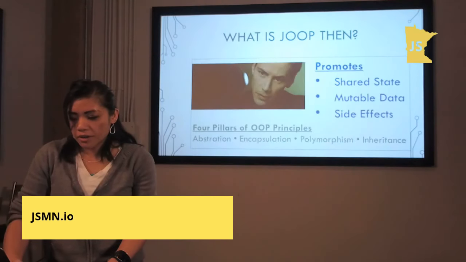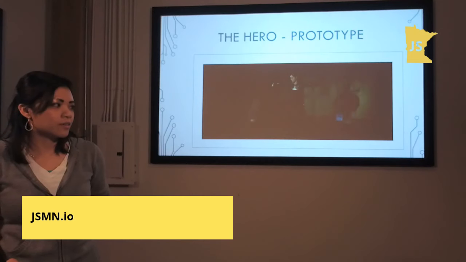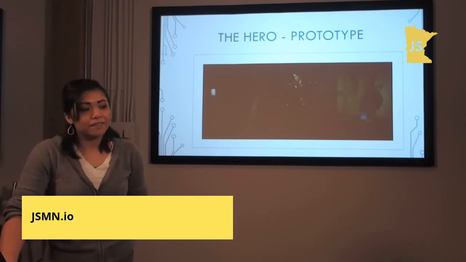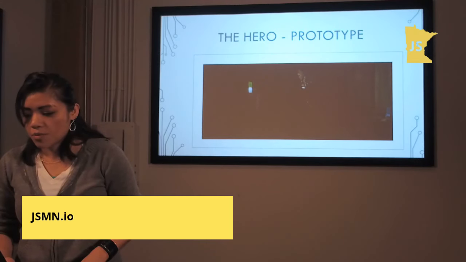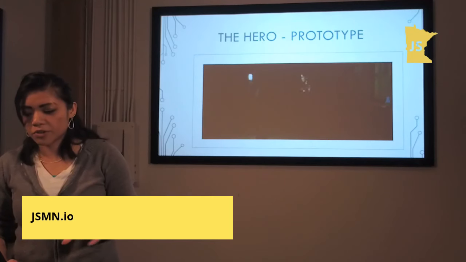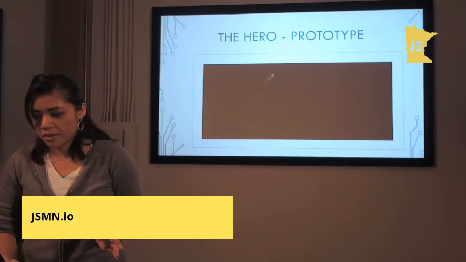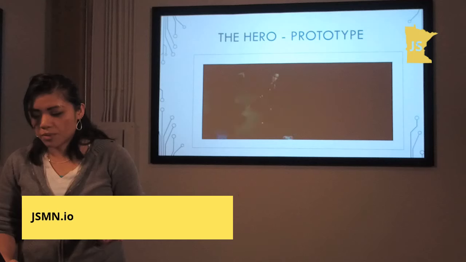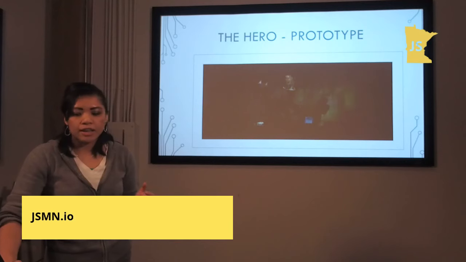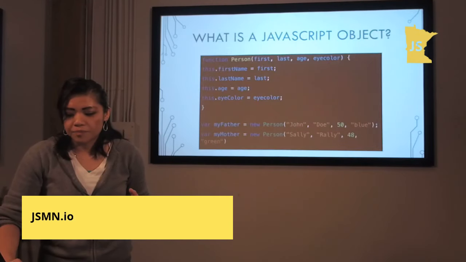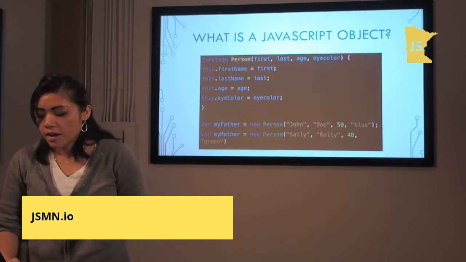So in order to make JavaScript a little bit more programmer friendly, we have the prototype, who is the hero. What that does is JavaScript objects inherit properties and methods from a prototype. I will show you what that means. If you think back about the slide with the functional programming and how it's not really DRY, it's not programmer friendly.